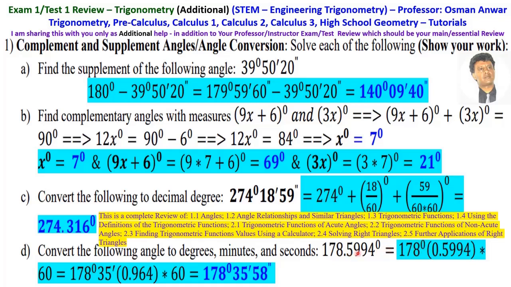Then take this change, which is 0.5994 degree, multiplied by 60, it gives you 178 degree 35 minutes. Then it gives you this change 0.964, which is a minute, multiplied by 60, that will change to second. And this is 178 degree 35 minutes and 58 seconds.